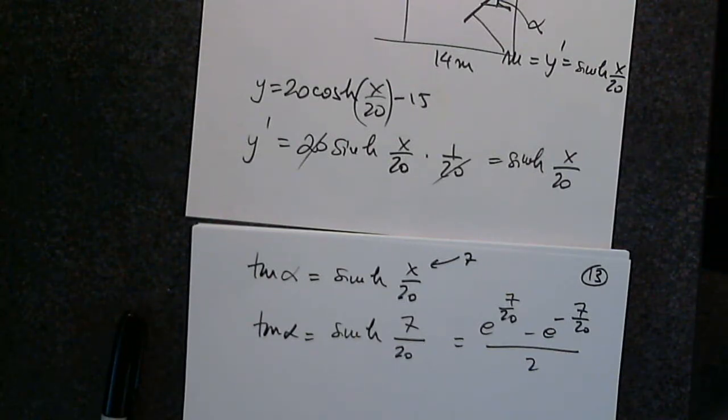So let me see if I get the same thing. Okay. So this is e raised to 7 divided by 20, and then minus e raised to negative 7 divided by 20. Close the parenthesis for the top, and then divide everything by 2. So I got 0.3571. Yeah, that's right. 0.35718. So now I need to apply tangent inverse to the previous answer. And I got 34.30 in radians, but if you want to change it into degrees to give the answer in degrees, you can.